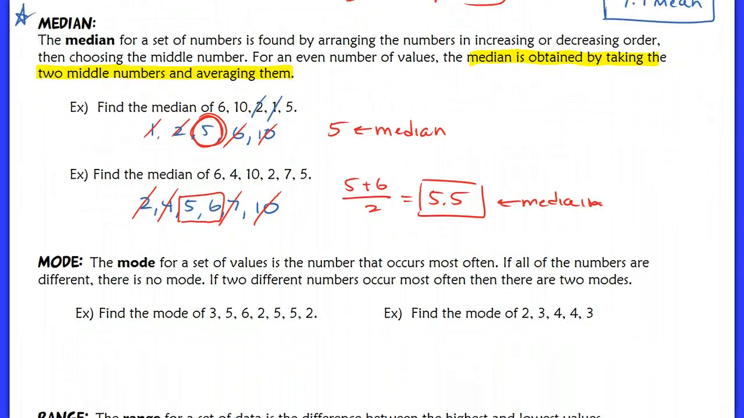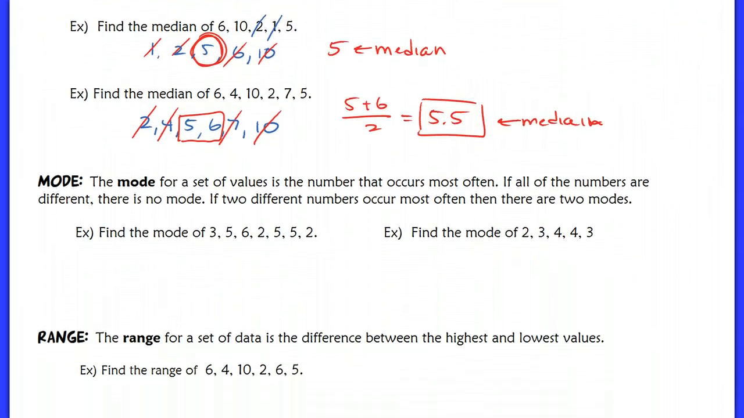Okay, the second to last topic here is the mode. The mode is the number that occurs the most often in your data. So in example number 1 here, it says find the mode of 3, 5, 6, 2, 5, 5, and 2. So if you want to rewrite this, you can. It might help to do it this way. So 2 appears twice, 3 appears just once, and then we have 5, 5, 5, and 6. So if we take a look here, even though 2 appears twice, the number 5 appears 3 times. 5 is the mode for this data.